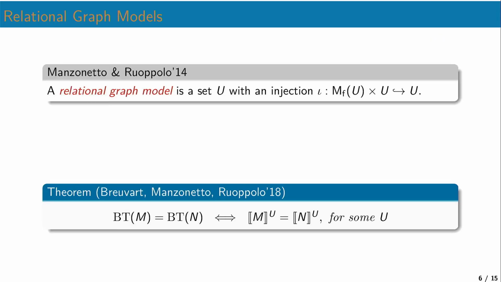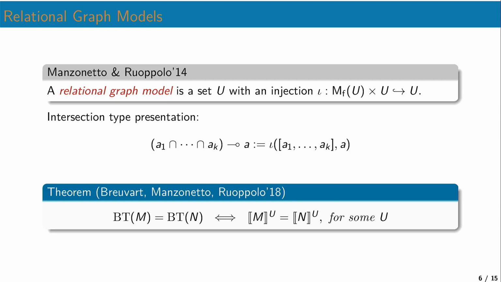Now, we can link Böhm trees with relational models in a very strong way. In particular, if we consider the notion of relational graph model, we can prove that in some cases, the theory induced by this model is exactly the same as the one induced by equality of Böhm trees. And relational graph models are a quantitative version of the standard graph models introduced by Engeler, and they are a very simple structure. We have a set U and then an injection that should be thought of as a way to say that U is actually a set of types.